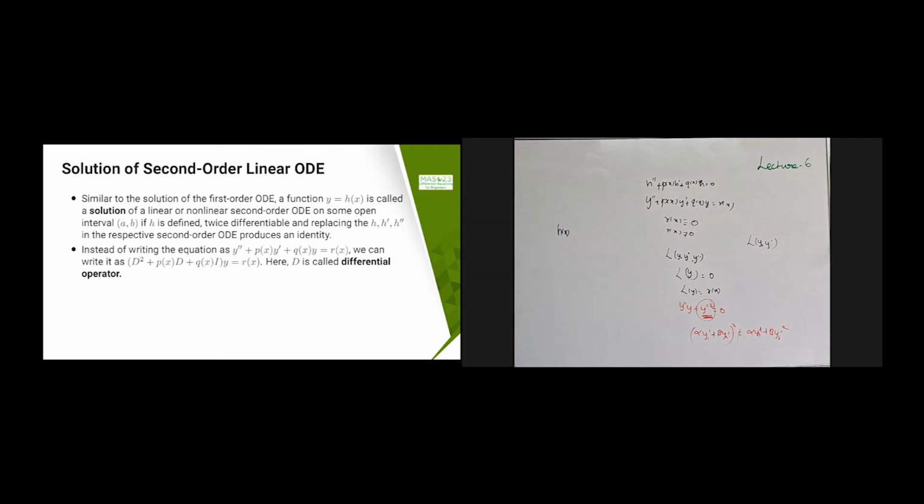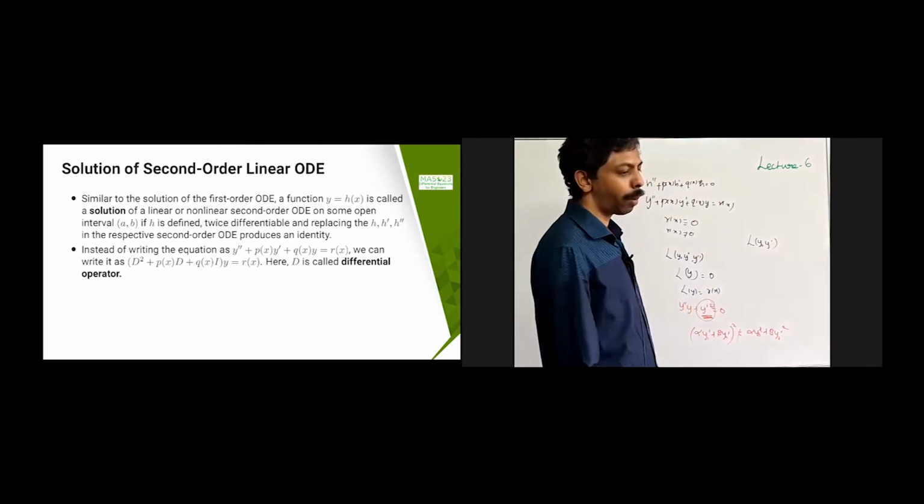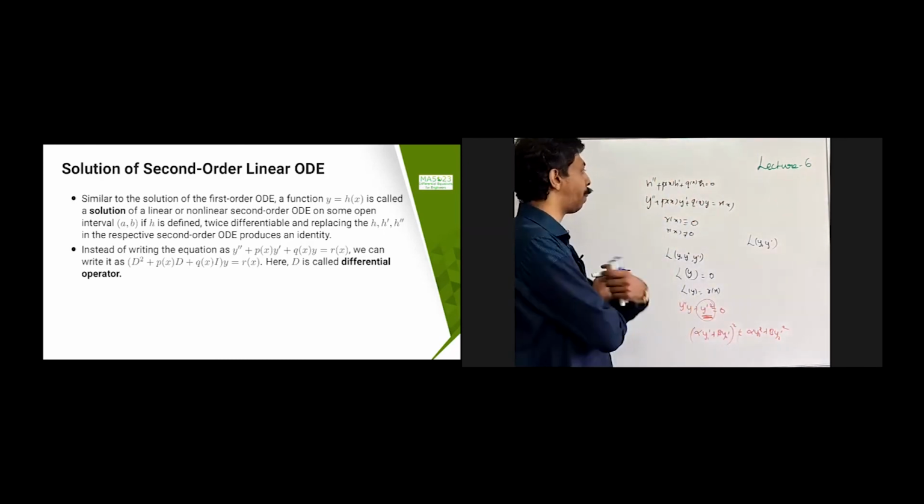If phi is twice differentiable, and replacing y by phi in the equation produces an identity, then we say that this phi is the solution of the second order linear ODE.